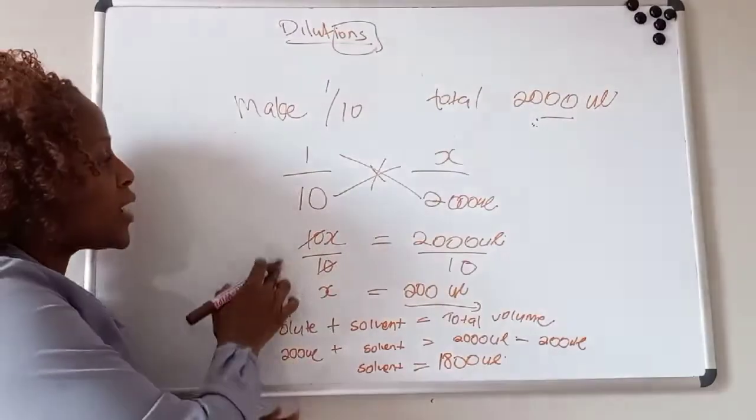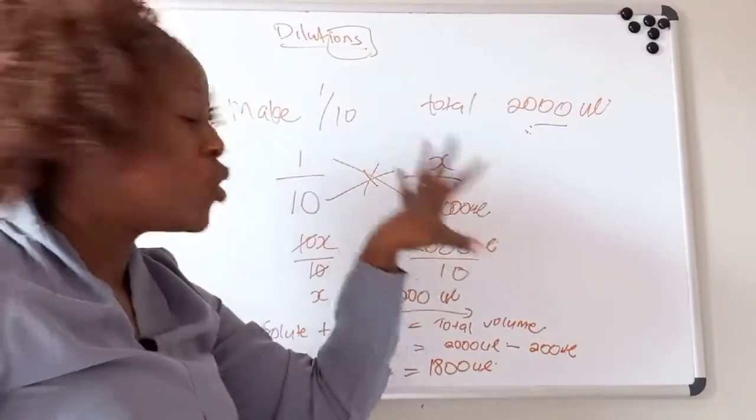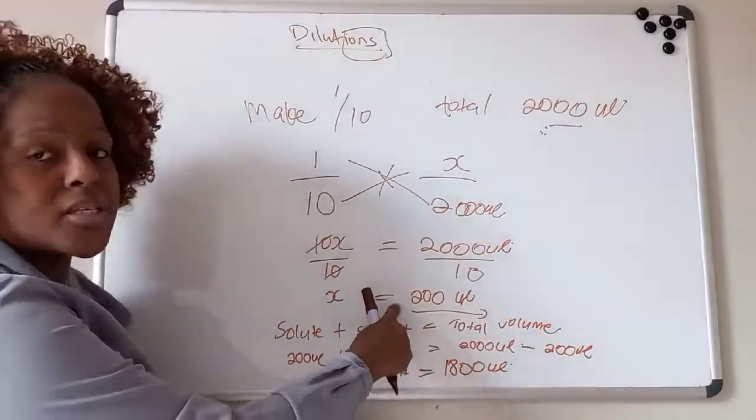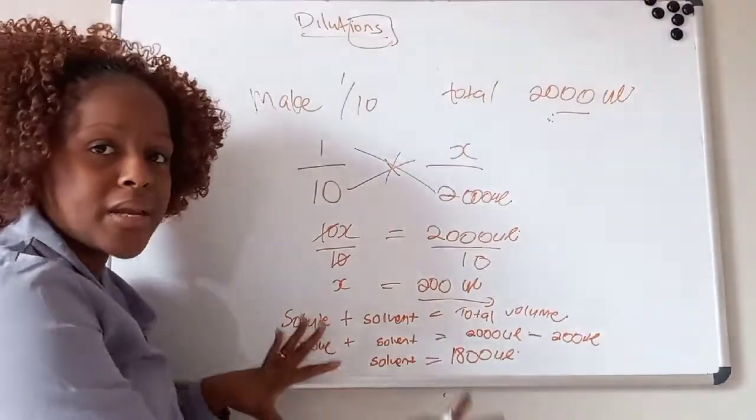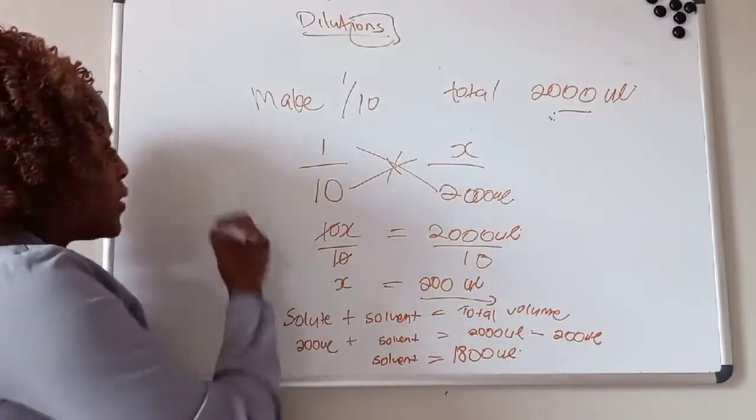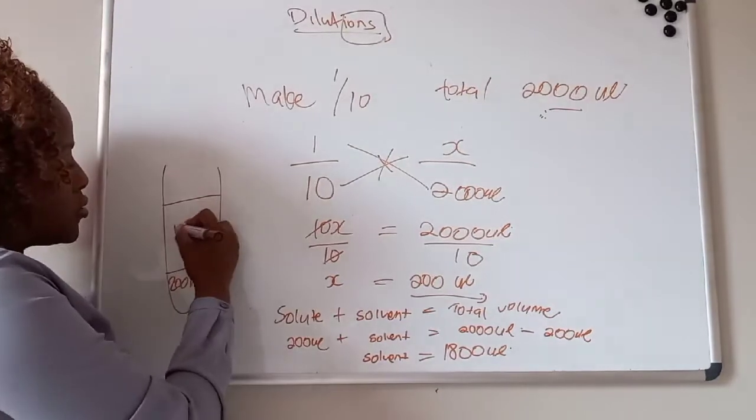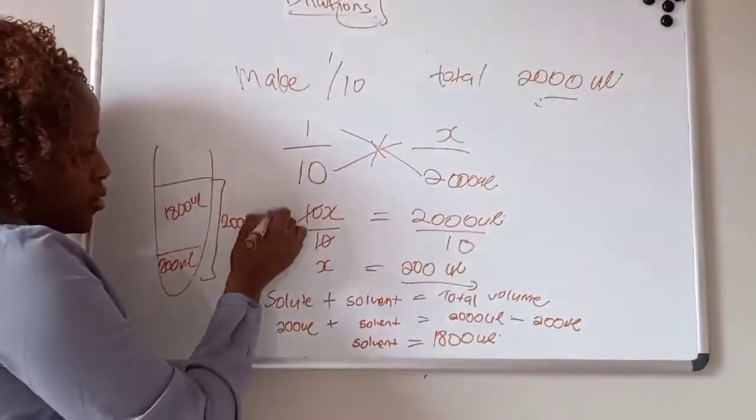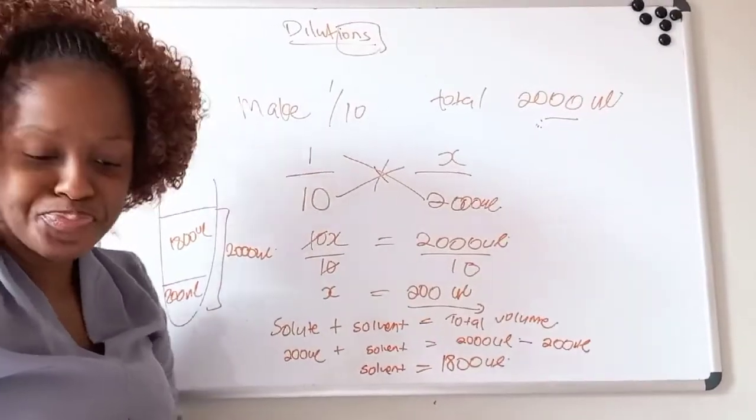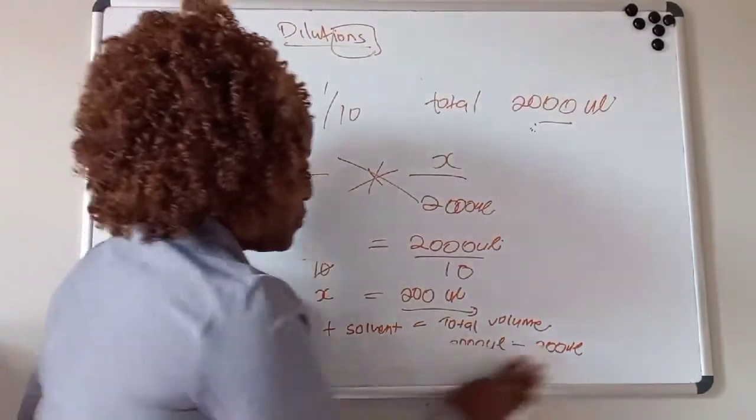So the solvent will be equal to 2000 minus 200 microliters, which will give you 1800 microliters. So it means to make this 1 in 10 dilution and end up having 2000 microliters total volume, you're going to prepare 200 microliters of your serum, and also prepare 1800 microliters of your solvent together in a tube. So there is your serum, and then there is your solvent. Together they give you 2000 microliters. So basically that's what we have done in an exam.